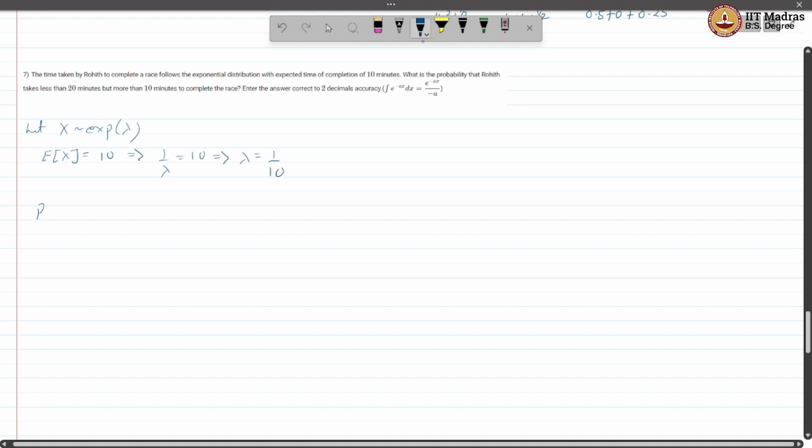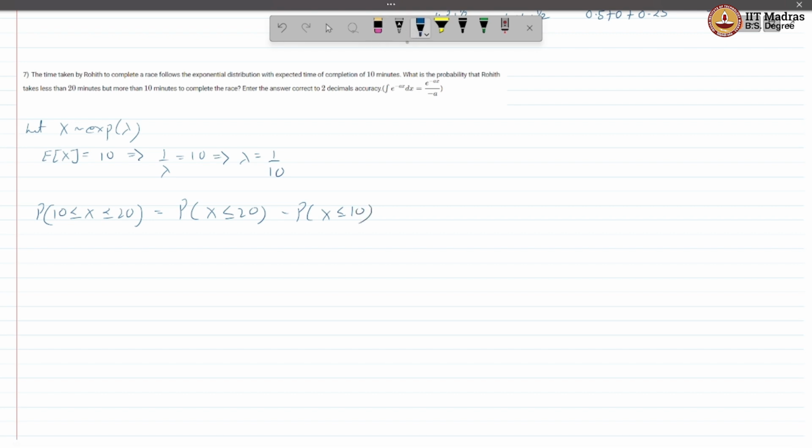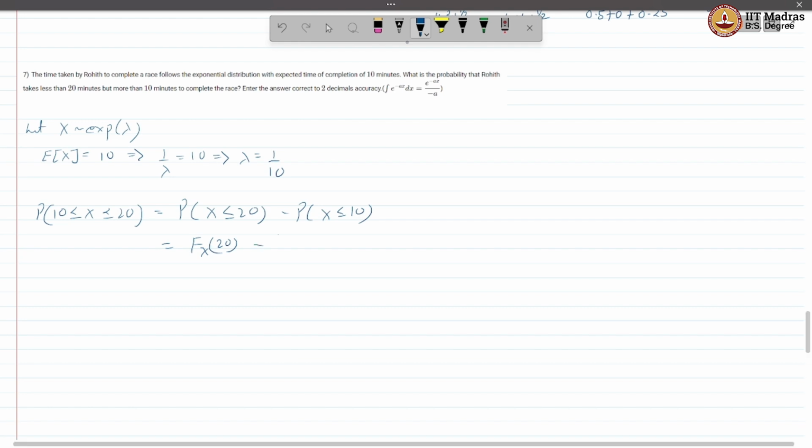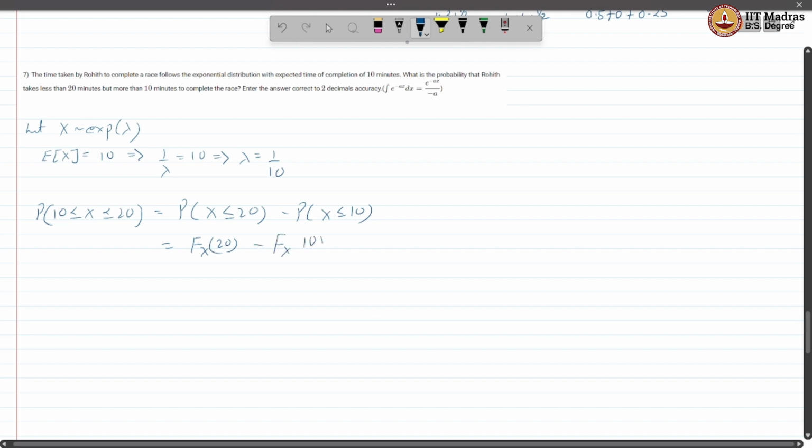And now we have to find the probability that the time taken to complete the race is more than 10 minutes but less than equal to 20 minutes, which is equal to probability that x is less than equal to 20 minus probability that x is less than equal to 10, which is equal to F_X(20) minus F_X(10).